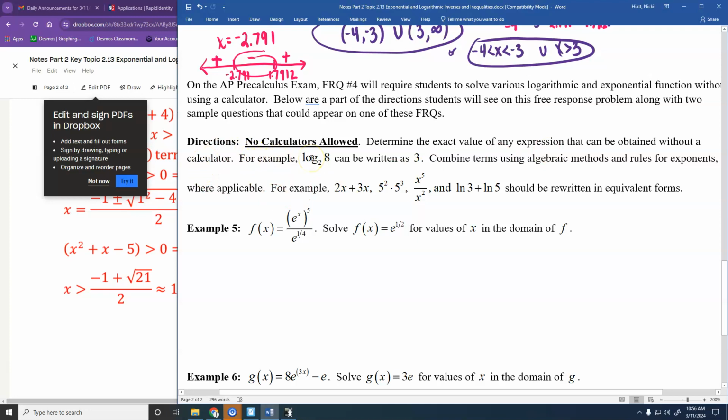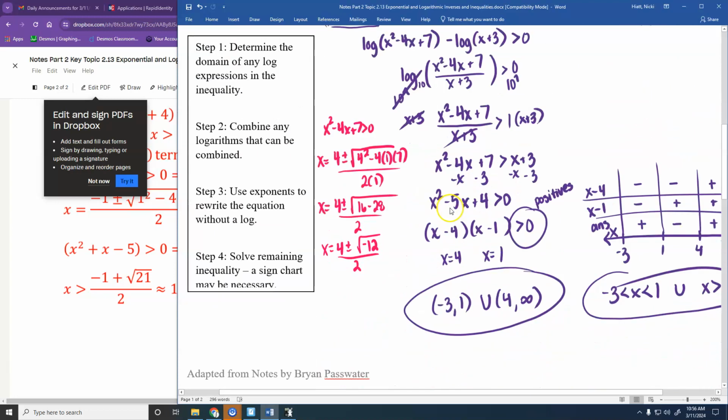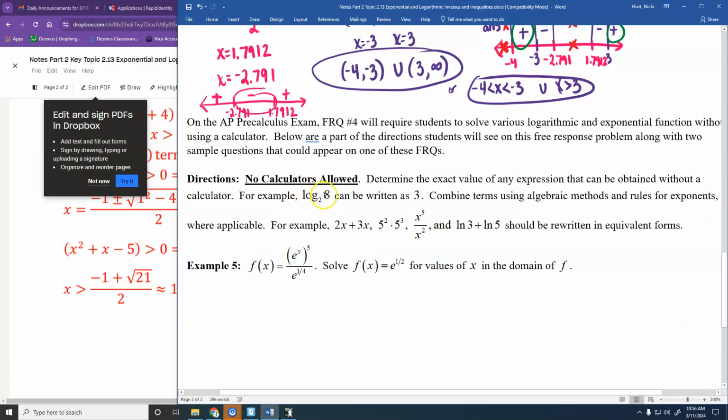So for example, like we just saw on that problem that we solved up here, if I have something like log base 2 of 8, it has to be simplified as 3. I can't leave it as log base 2 of 8. You also need to combine terms using algebraic methods and rules for exponents. So where applicable, things like 2x plus 3x, you can't leave it like that. It's got to be 5x. 5 squared times 5 to the third can't be left like that. It's got to be 5 to the 5th power. X to the 5th over x squared cannot be left like that. It's going to be x to the 3rd power.